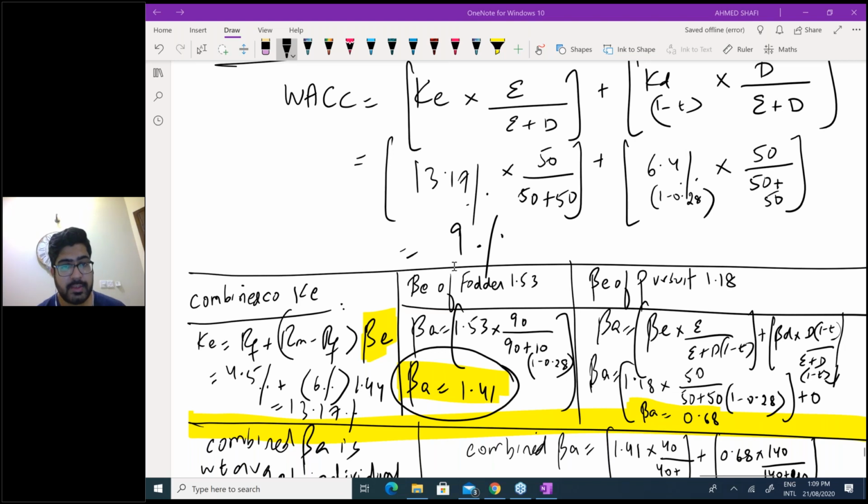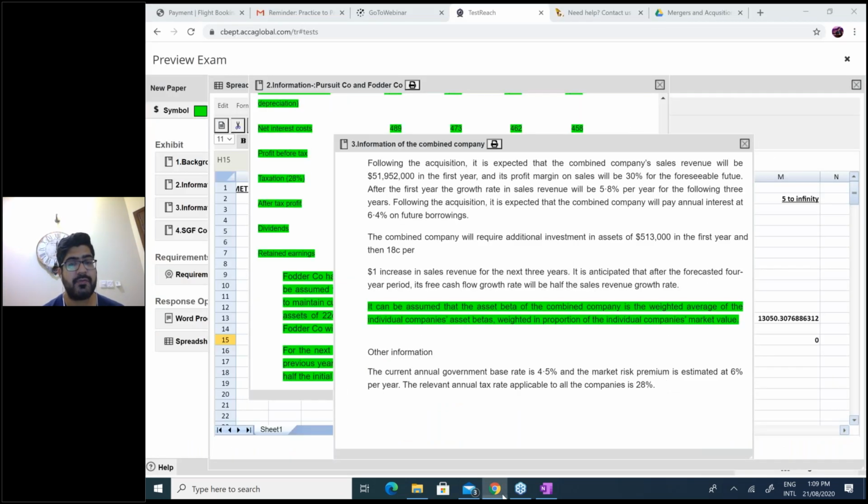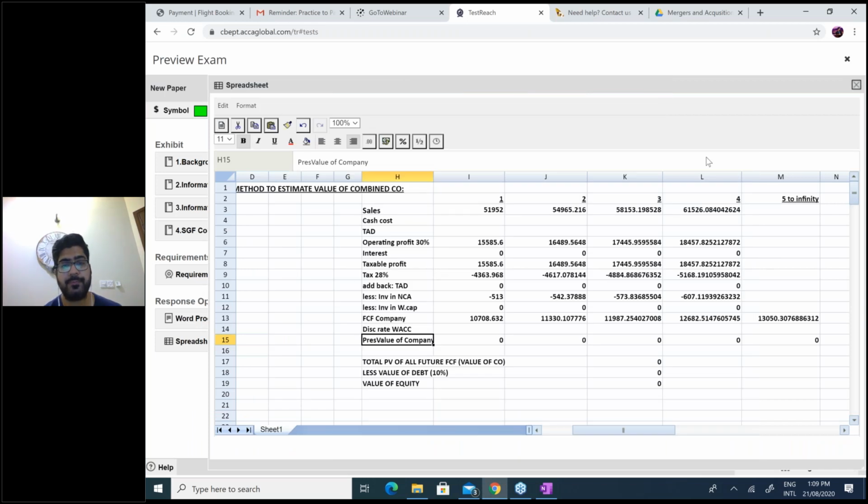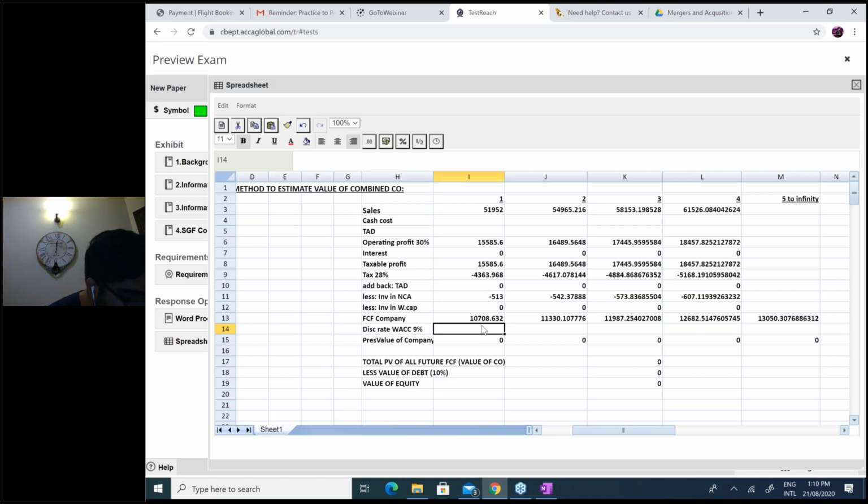Okay, so once you get to this combined WACC of 9%, you just have to go and repeat the stuff which you did before. Now pay attention. FCF of the combined company, we got it. Discount rate WACC, that's 9%. Now pay attention, please, so that previous confusions are also resolved. Now 9% factors can come in the table. I'm just opening the table. The factor of 9% year one is 0.917.